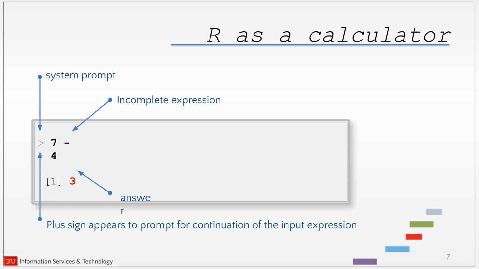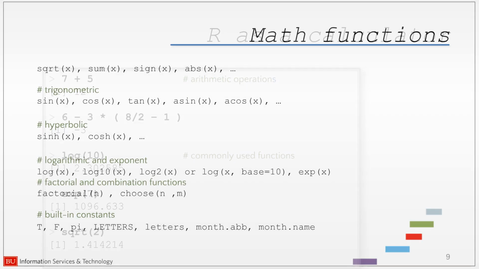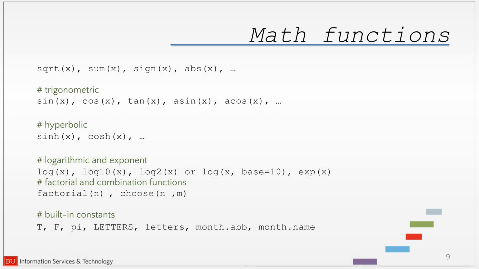If you enter an incomplete expression, the system prompt changes to a plus sign to prompt for the continuation of the input expression. R handles various arithmetic operations and commonly used mathematical functions, such as logarithms, exponentials, and square roots. R supports many math functions, including square root, sum, sine, trigonometric, hyperbolic, logarithmic, exponential, factorial, and combination functions. It also has built-in constants like pi, TRUE, and FALSE.